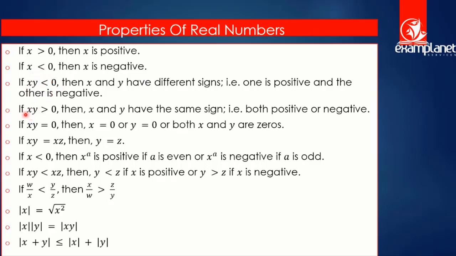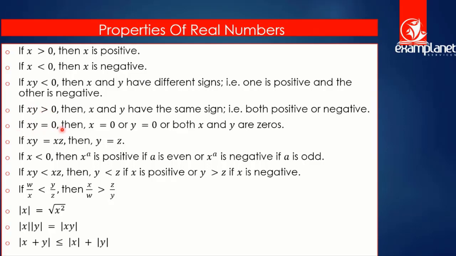Okay. Another point says if xy is greater than 0, then x and y have the same sign, both positive or both negative, of course, because plus times plus will give you plus, minus times minus will give you plus. So if you multiply two numbers and you are getting a positive result, then those two numbers must be of the same sign. They must be both positive or both negative.